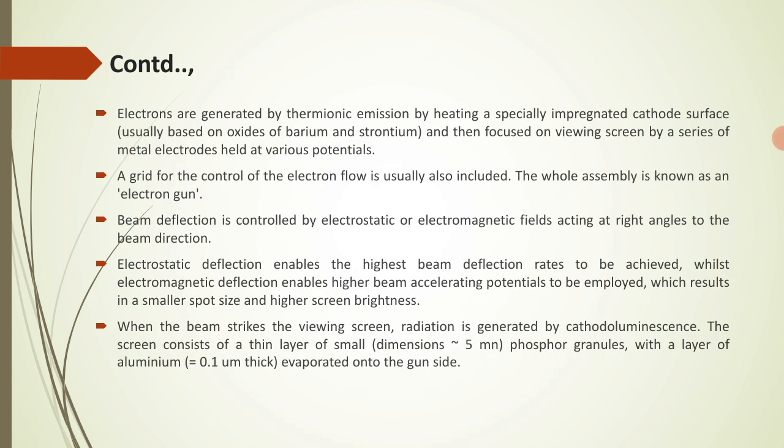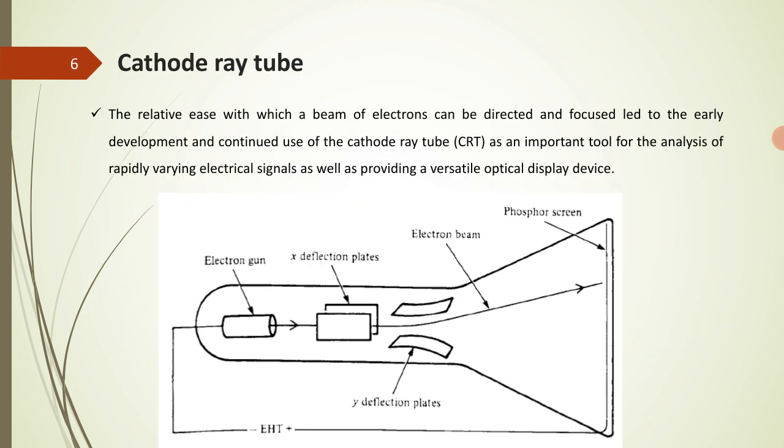So here this electron gun is used to control the flow of electrons, where small grids are present inside to control the flow. Due to the external supply, the electrons are generated by thermionic emission. The electrons get generated and flow through the electron gun. So here the grids are available to control the flow of the electrons.